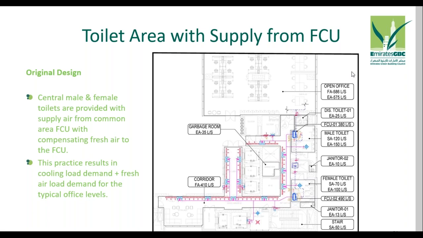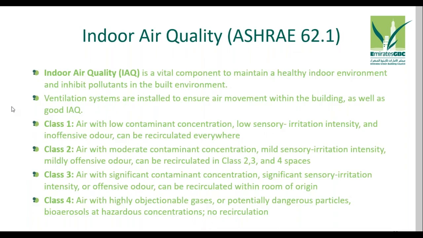Applying 62.1, where we talk about class of air. Class 1 air is with very low contamination. Class 2 is with moderate contamination. Class 1 air can get transferred or recirculated in all other class areas. Class 2 air can be recirculated in class 2 and can transfer to class 3 and class 4 areas. But the other way is not acceptable to the standard. Class 3 is like typical toilet extract, which is not supposed to be recirculated. And class 4 is potential hazard, particularly laboratory or industrial exhausts. So ASHRAE 62.1 allows transfer of class 1 air to class 2 and class 3 areas.